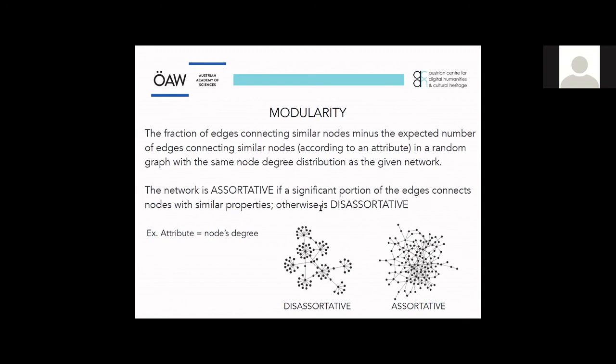Otherwise, it's disassortative. Here, for example, if we consider the attribute of degree, these are both scale-free networks, but here the hubs tend to connect together. So the nodes with the highest degree tend to connect with nodes with the highest degree. And here, for example, we have a disassortative behavior, that is, nodes with the highest degree tend to connect only with nodes with low degree, and nodes with low degree are not connected among each other. So we have this star behavior. As I showed you before, for example, the web is highly disassortative.